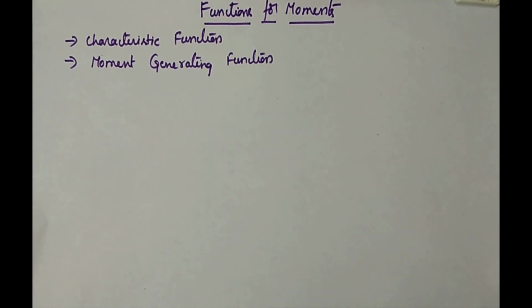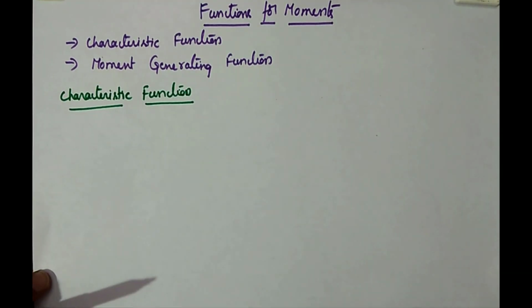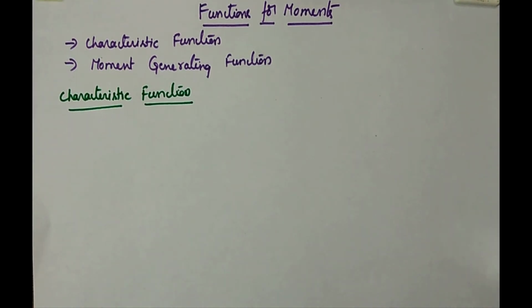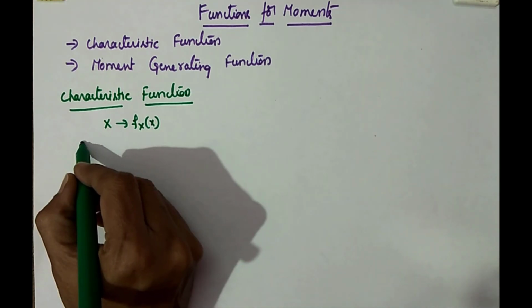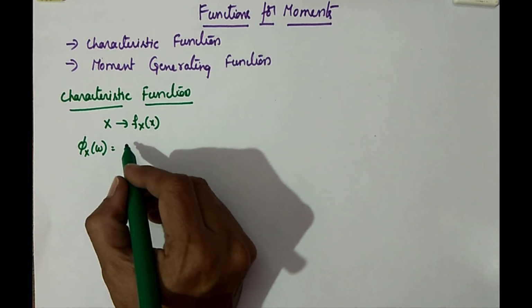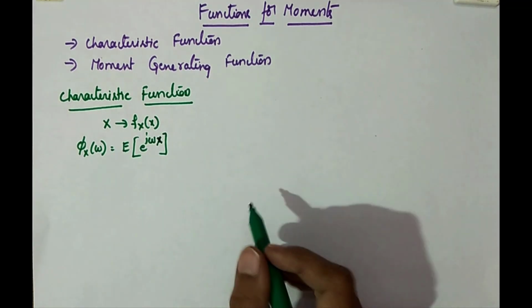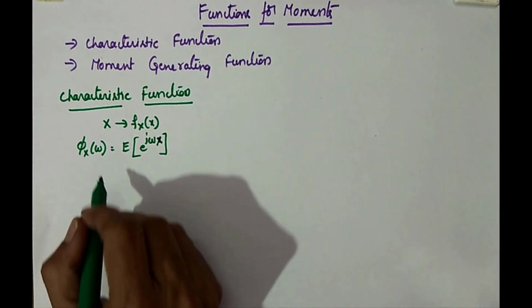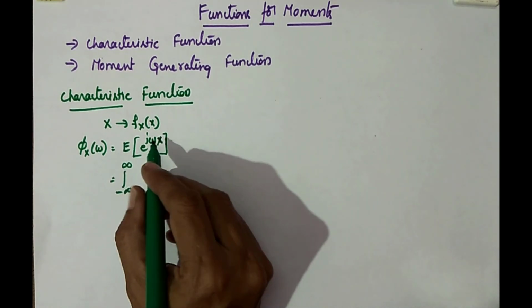Okay, let us start. The first thing is the characteristic function. The characteristic function of a random variable X with the probability density function fX(x) is represented by phi X of omega. The characteristic function is represented by phi X of omega, and that is the expectation of e power j omega X, where this capital X is the random variable. Okay, then how to write this expression?